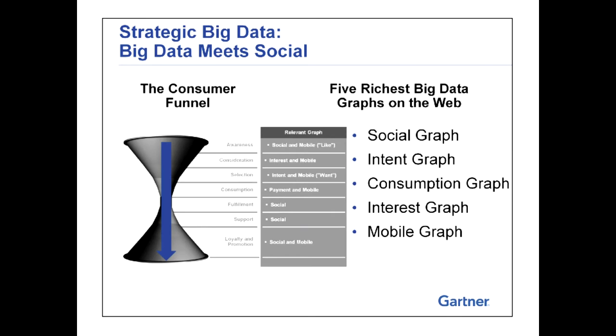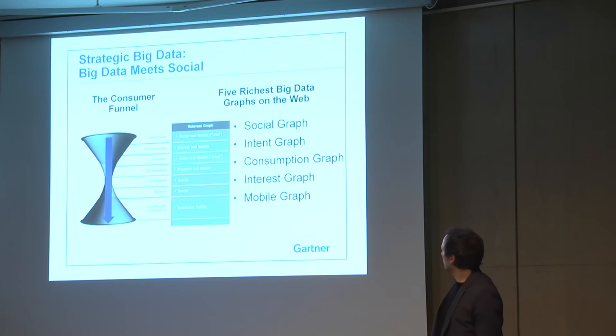So the five strategic graphs: the social graph, intent graph, consumption graph, interest graph, and mobile graph. Search is probably intent or interest. That's a little bit unclear, right? But that's basically what Google owns. The consumption graph more or less is owned currently by Amazon.